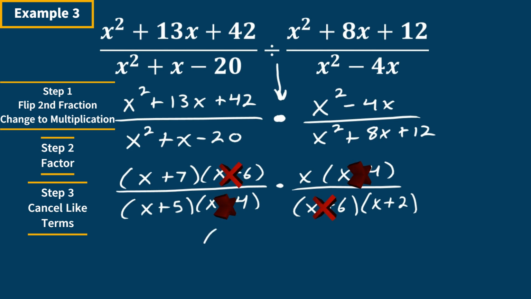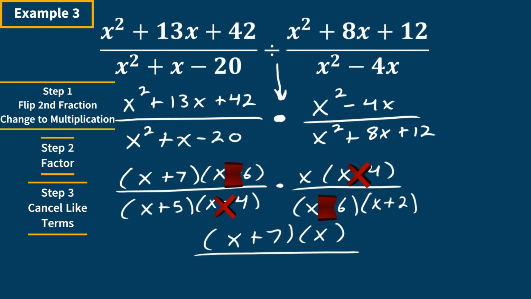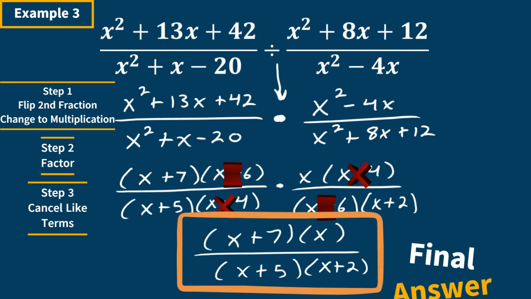We have x plus 7, and we have an x, all over x plus 5 and x plus 2. There's no other terms for us to cancel, therefore this is going to be our final answer.